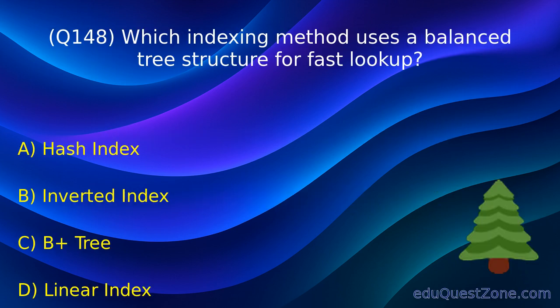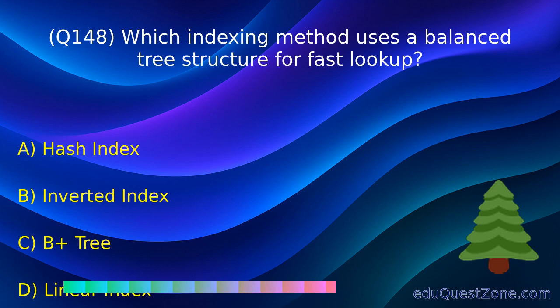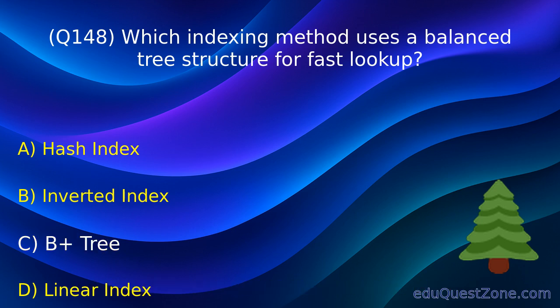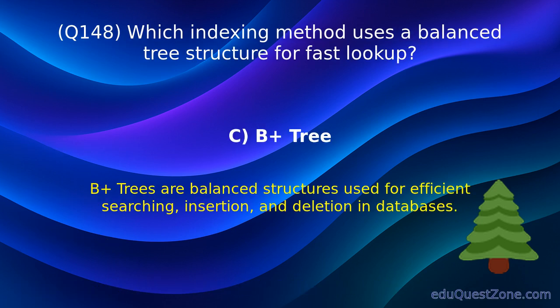Question number 148. Which indexing method uses a balanced tree structure for fast lookup? Option C, B plus tree. B plus trees provide balanced indexing for efficient searching.